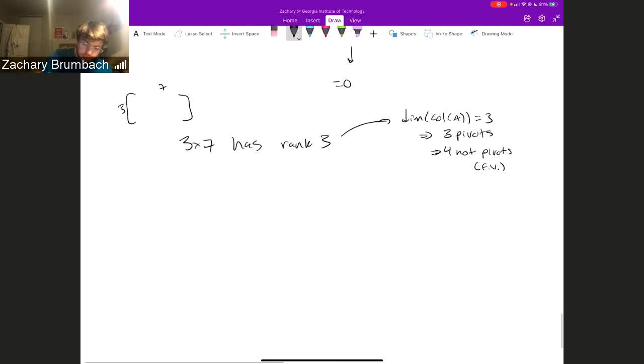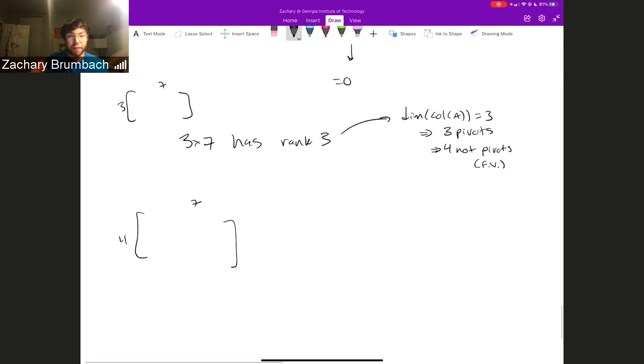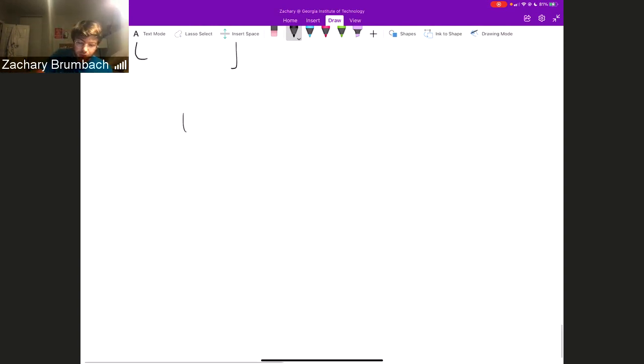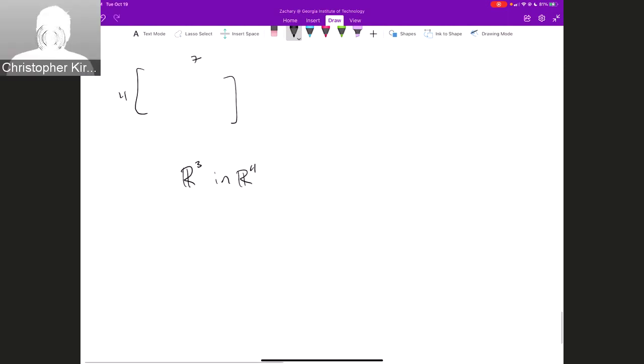Okay, and say we had instead a 4 by 7 with 3 pivots. We have 3 pivots, so that tells us our range is going to be R3, because it's R to the number of pivots, in R to the number of rows, R4. So we do not have a pivot in every row or every column, but the column space will be some kind of R3 in R4.